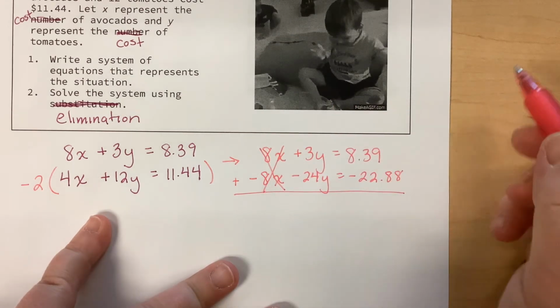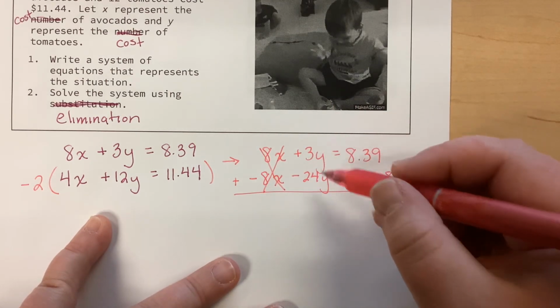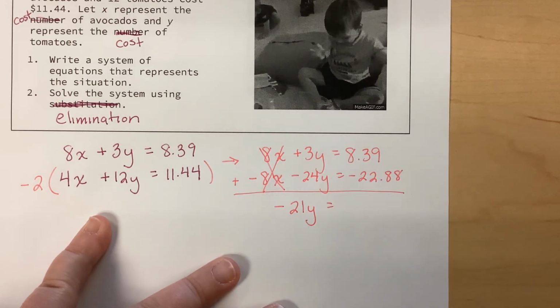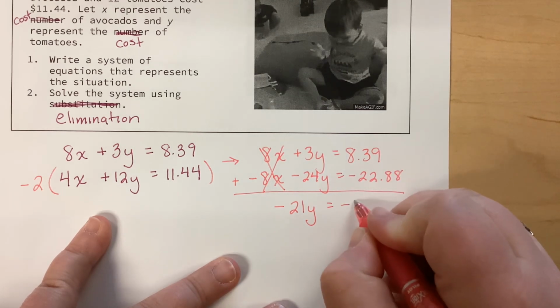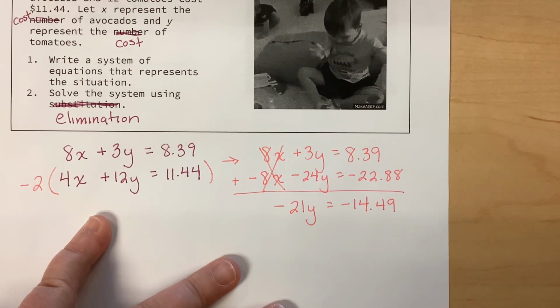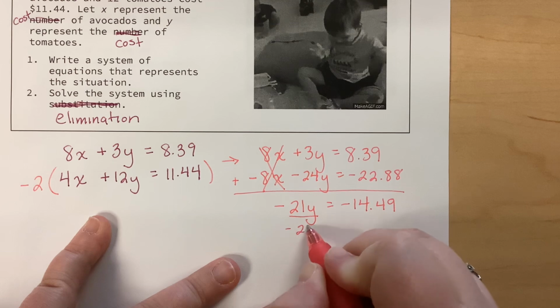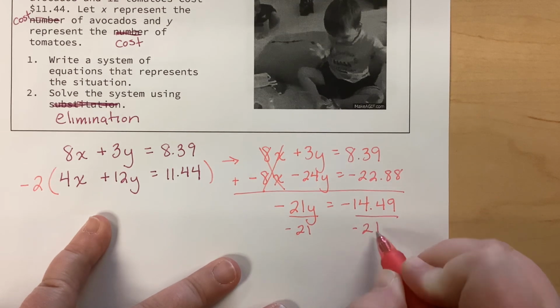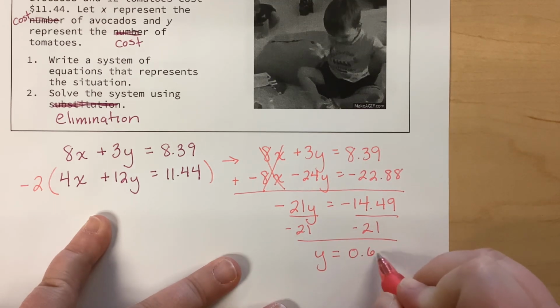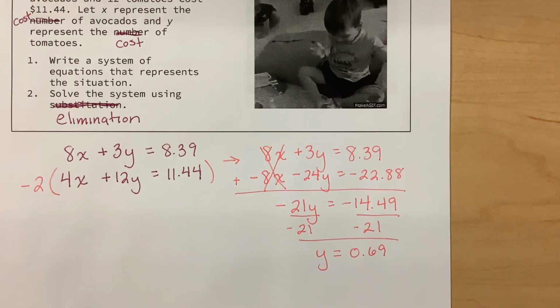8X and negative 8X make 0. 3Y plus negative 24Y is negative 21Y. And 8.39 plus a negative 22.88 is negative 14.49. So what I'm going to do now is divide by negative 21 and figure out what my Y is. And I get 0.69. So now we have to ask ourselves, does this number make sense?